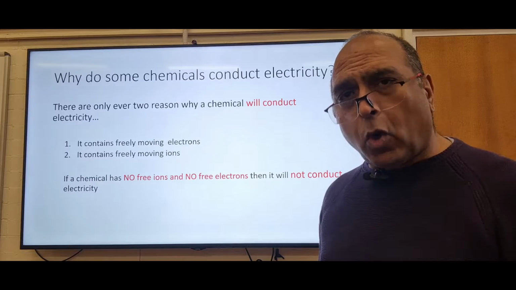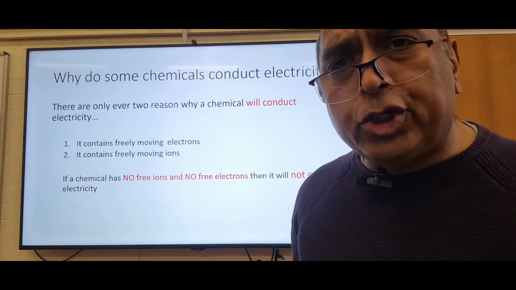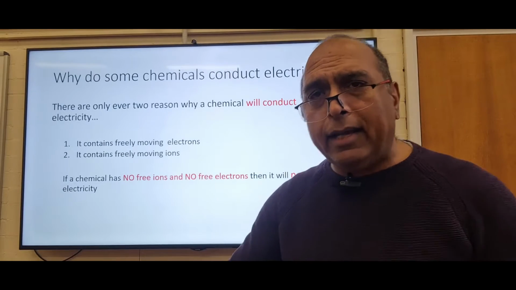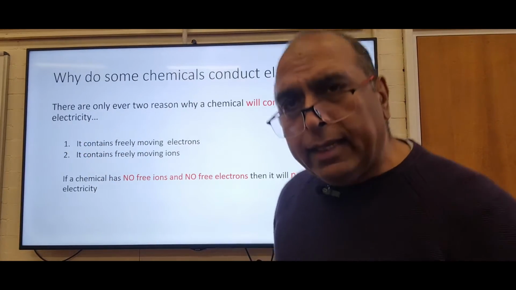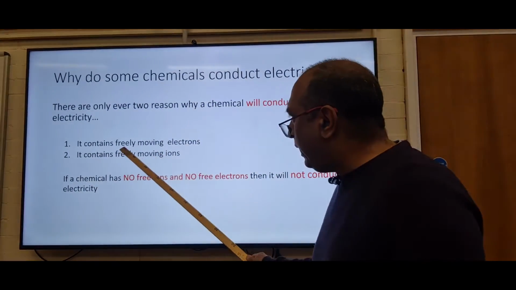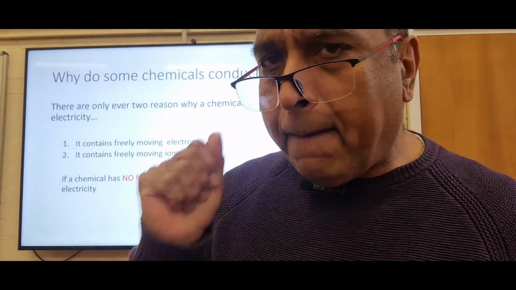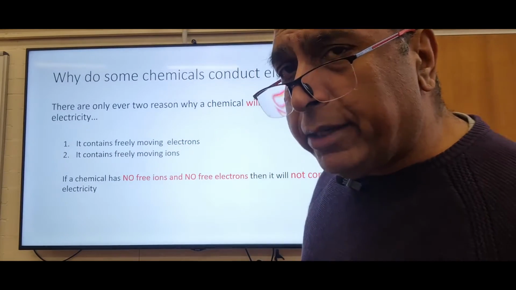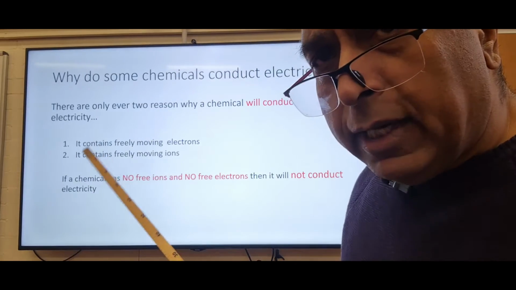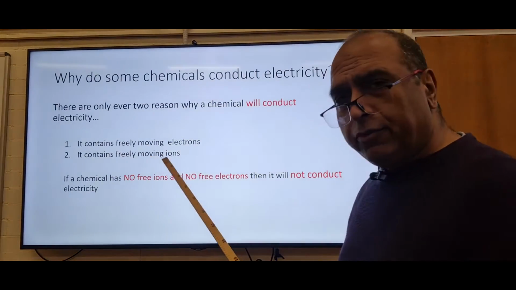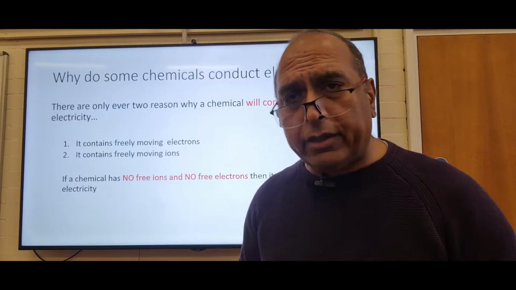So let's get to grips with why things conduct electricity. Now this is crucial. There are only two reasons why anything, anywhere, ever conducts electricity. Reason number one, it may contain freely moving electrons. Anything with freely moving electrons will conduct electricity. Reason number two is it will contain freely moving ions. They are the only two reasons why anything conducts electricity.